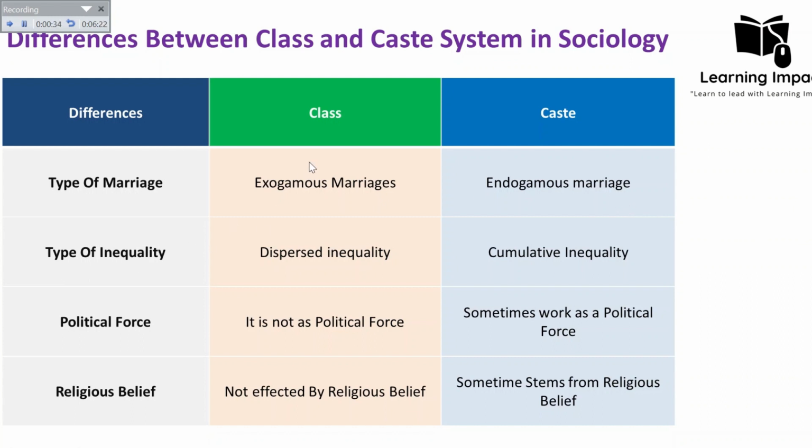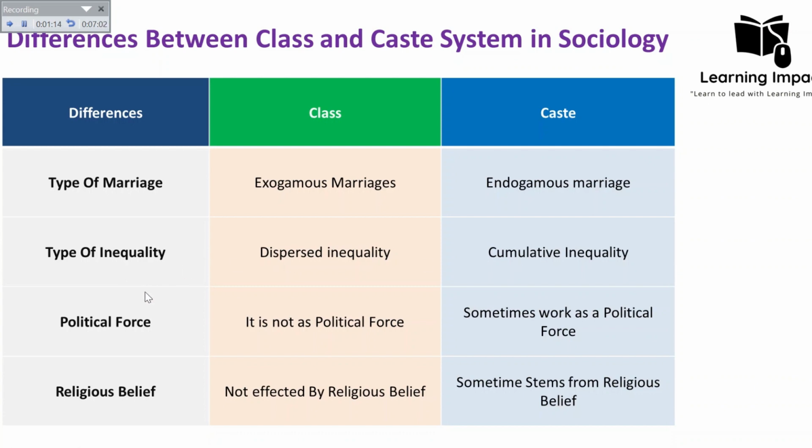And the type of inequality in case of the class is dispersed inequality, while in case of the caste, it is cumulative inequality. Because in case of the class, it is because of economic differences, so inequality is dispersed. But in case of the caste, it is concentrated in a particular population. When a particular group follows the strict norms and values of their caste from generation to generation, it can lead to concentrated inequality, concentrated poverty on a particular subgroup. So it is not something dispersed, but it is within a particular caste. Between the castes there is a cumulative inequality.